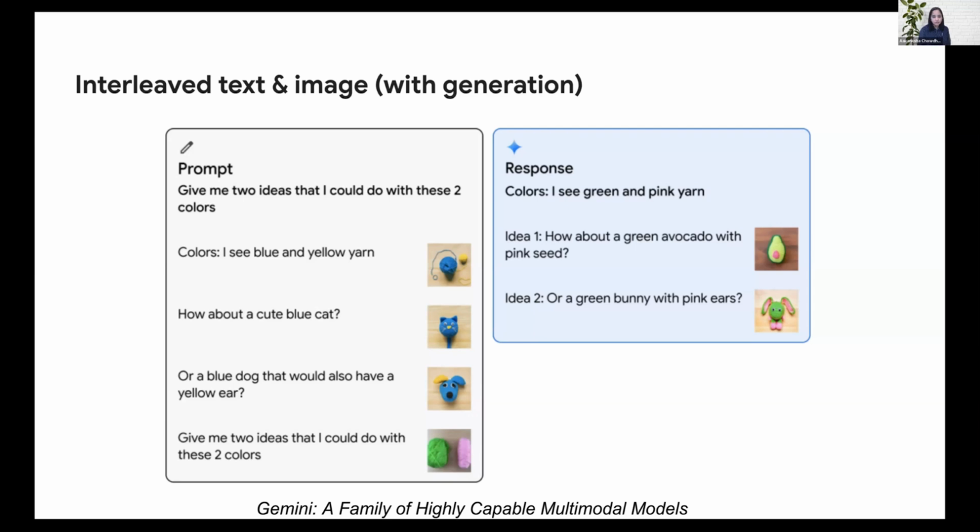And the model is given examples, like it could come up with a cute blue cat or a blue dog with a yellow ear. And then it's asked, okay, now I have two yarn colors, pink and green, and it's supposed to generate creative suggestions. And on the right, it comes up with very nice suggestions, like, oh, how about a green avocado with pink seed? Or how about a green bunny with pink ears? So this gives you a sense of applications where you're not just limited to understanding images, you can also generate images in many cases.